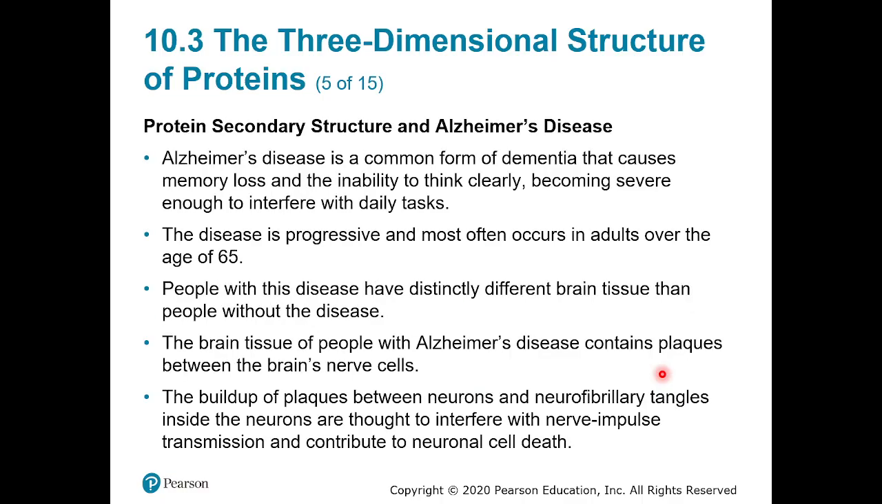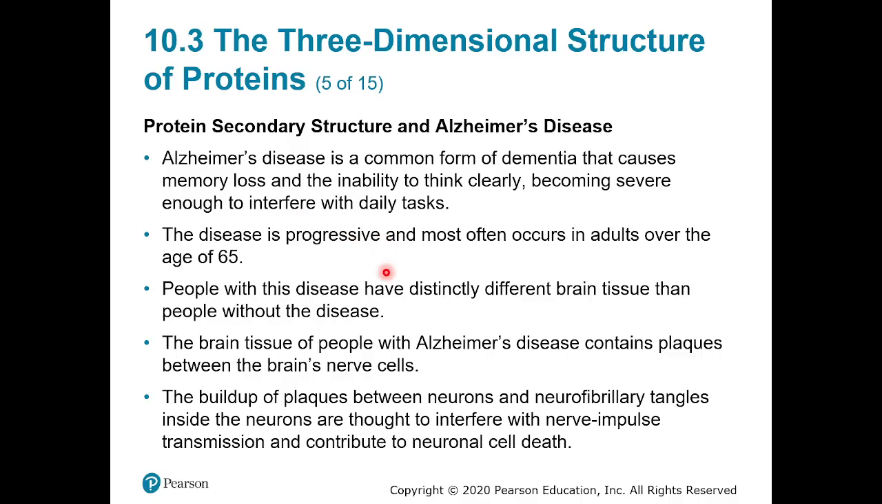All right. So let's talk a bit about protein secondary structures in Alzheimer's disease. Alzheimer's disease is a very common form of dementia. This causes memory loss and loss of the ability to think clearly, becoming severe enough to interfere with daily tasks. And actually, you end up having parts of your brain die during this process. So it is eventually lethal, though usually people don't actually die of the Alzheimer's disease itself. Okay? Because typically they're elderly as well.